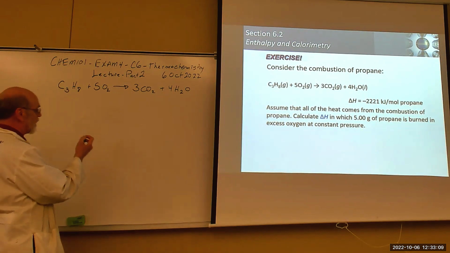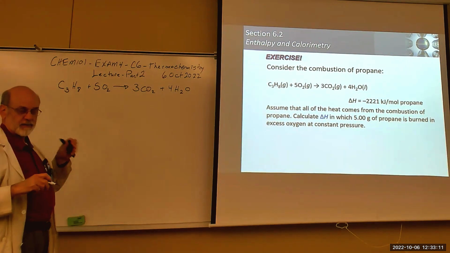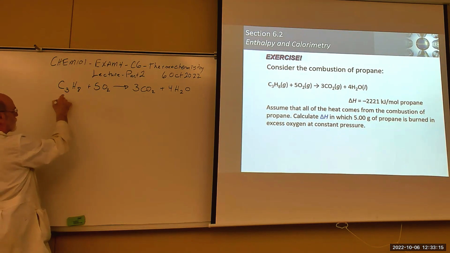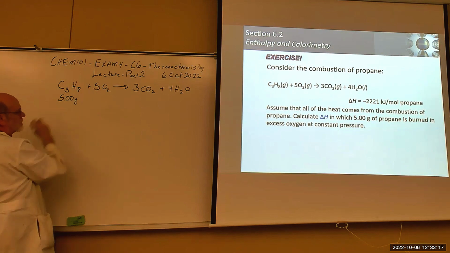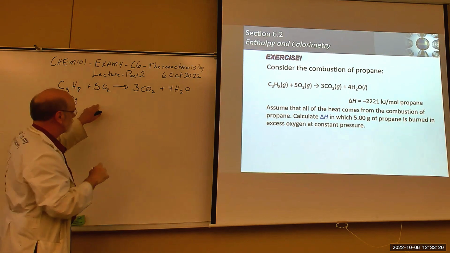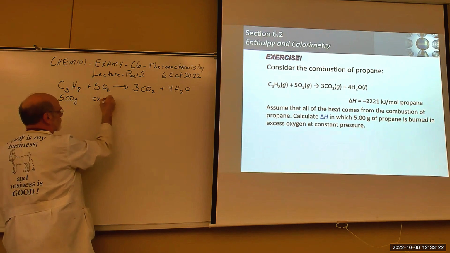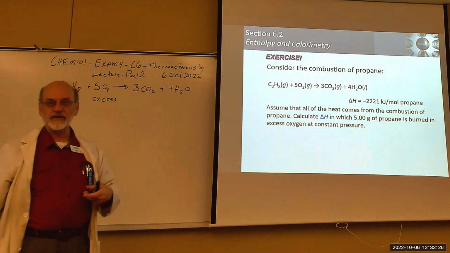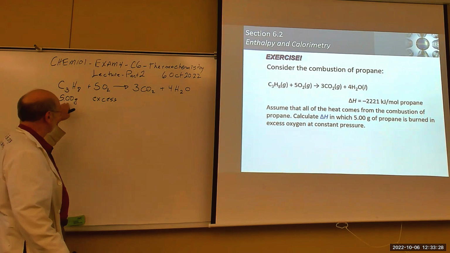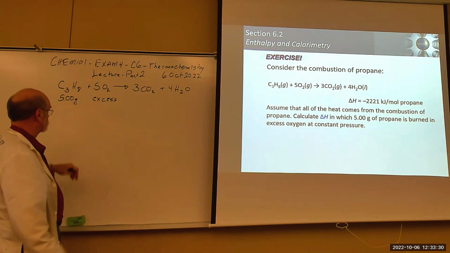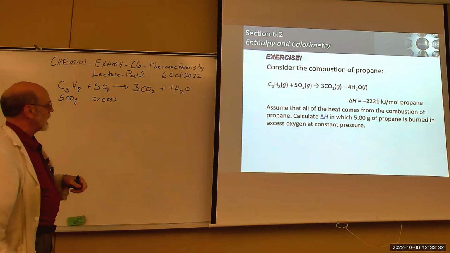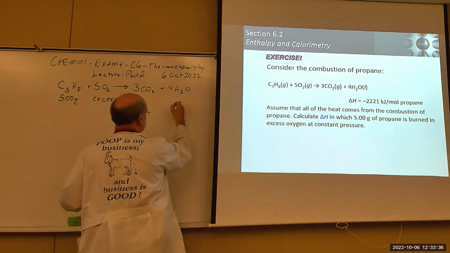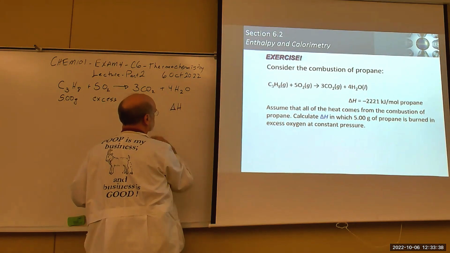But what we're given is, now we're dipping our toes in the stoichiometry pool again. This is given as 5 grams. And oxygen is in excess. So that removes one problem. We don't have to see which one runs out first. This one's going to run out. And then the amount of heat, and delta H is what value?